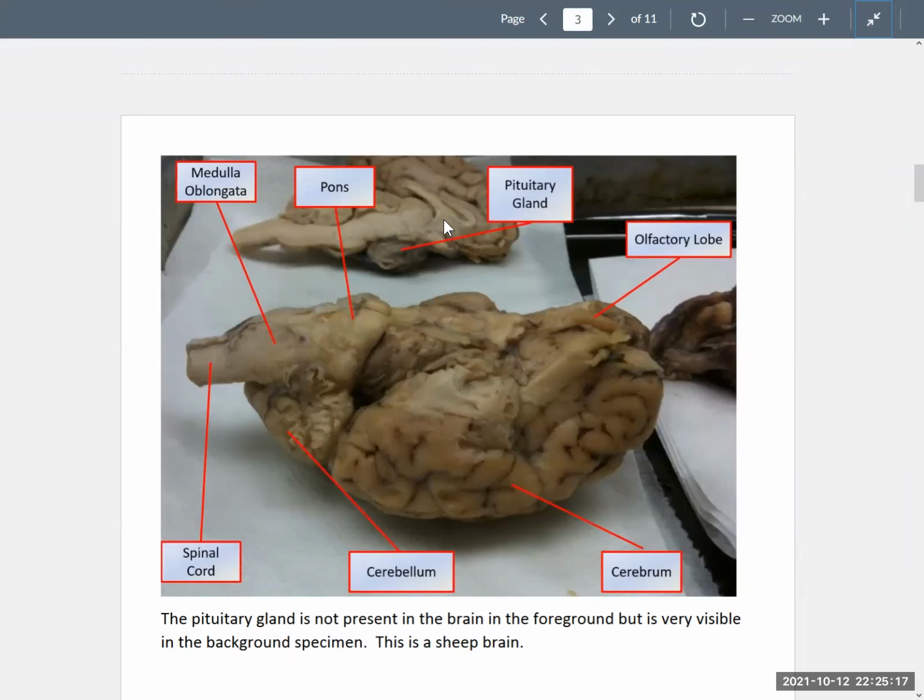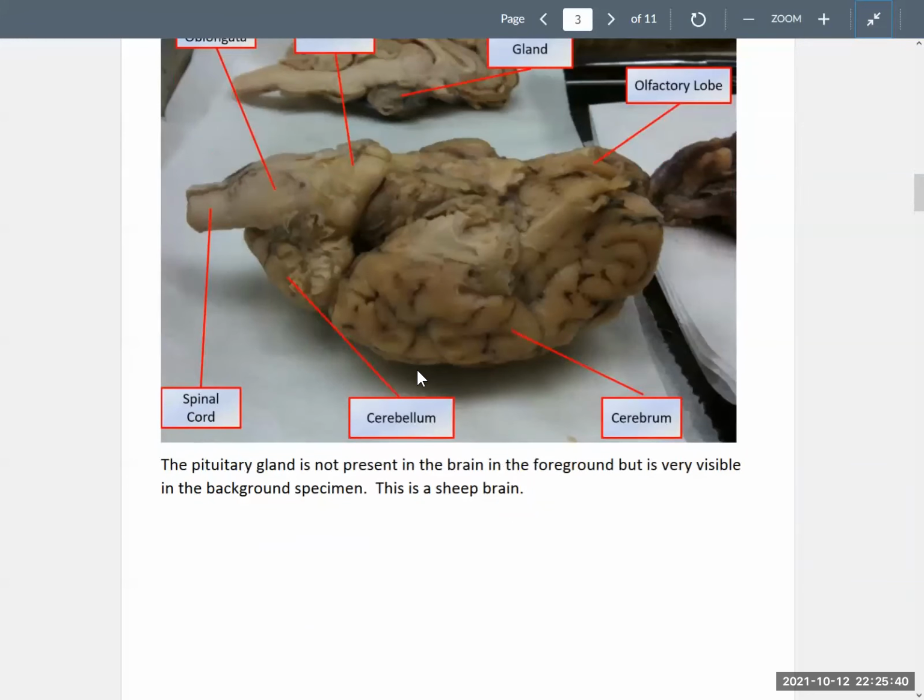Here's a brain in its proper orientation. And underneath is the pituitary gland. Pituitary gland secretes about 8 hormones, all of which we'll learn later. Pituitary gland would sit here on this specimen, but it has been removed. This is a sheep brain, but very, very similar to ours.